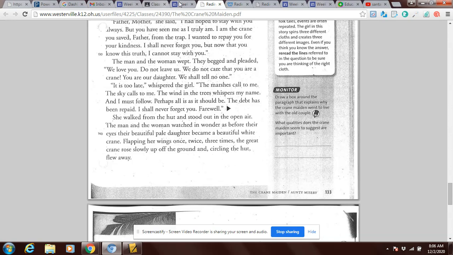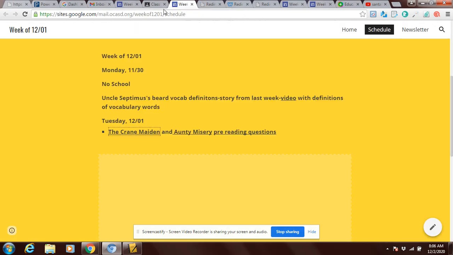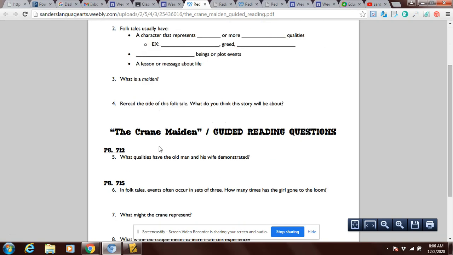So make sure that you do the vocab words that are on the side here. Put them in your reading digital notebook. And if you want to, today, you can read Aunt Misery because there's going to be a quiz, and it includes both these stories. Don't forget to do some of the pre-reading.